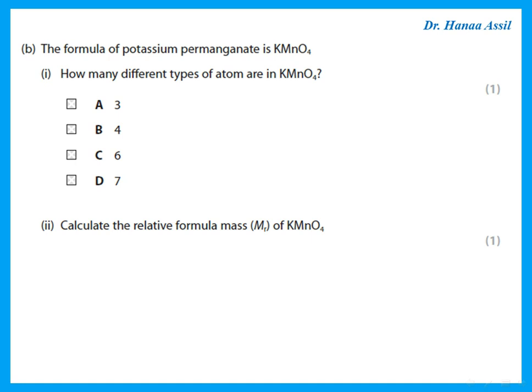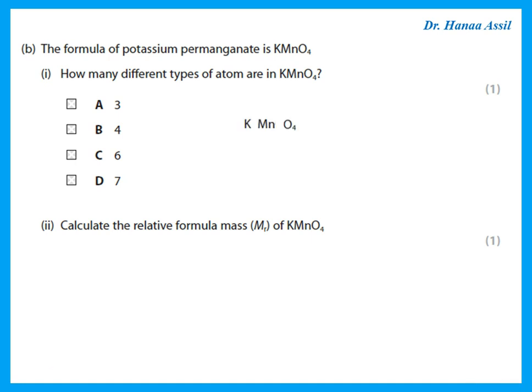The formula of potassium permanganate is KMnO4. How many different types of atoms are there in KMnO4? Remember that sometimes he asks how many different types of atom and sometimes he asks how many atoms. Here he's saying how many different types. Well, let's take a look.